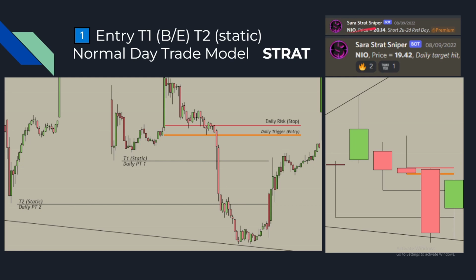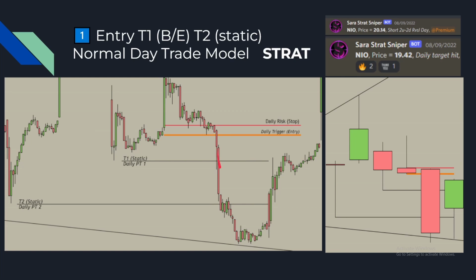And you can see on Neo, this is an example from Stream and from the Discord, where we got a 2 up, 2 down short at 2014 right here. And you can see daily target hit 1942, which is right here. And then the last target was down here, which triggered the weekly to the downside.